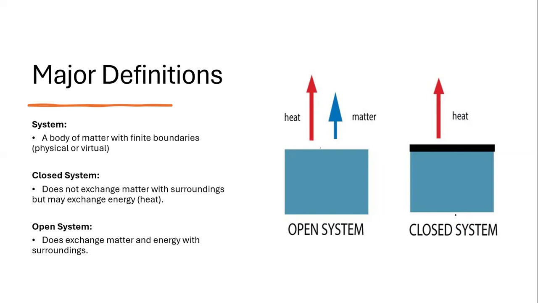So it's important to understand what a system is and what the two types of systems are. Chemical engineering thermodynamics focuses on the system. We look inside of the system. We're talking about the energies inside of the system. We look at the properties inside of the system. So it's very important to know what the system is.